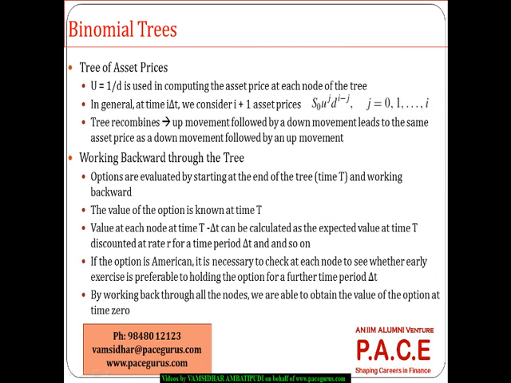And we have also said that the tree recombines because we are relating the up movement with the down movement. So an up and down is the same as down and up. Whereas in reality, if I don't make it recombining, or if I don't go with this kind of an assumption, I may end up with 2 to the power n values for the stock price at the nth node. So the up movement followed by a down will be the same as down movement followed by an up. That is what we call a recombining binomial tree.